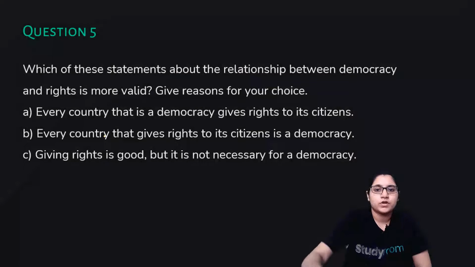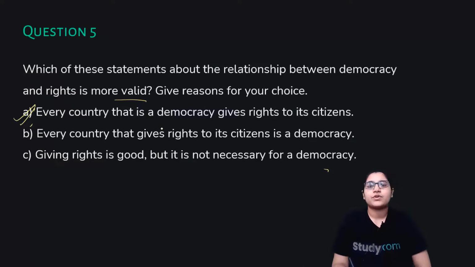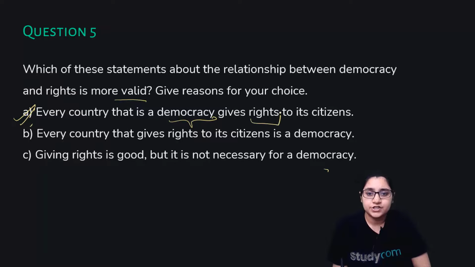Alright, moving on to this question. Which of the statements about the relationship between democracy and rights is more valid? Give reasons for your choice. Every country that is a democracy gives rights to its citizens. Every country that gives rights to its citizens is a democracy. Giving rights is good, but it is not necessary for a democracy. So, answer A is correct because every country that is a democracy gives rights to its citizens. Do you understand it? For a country to be democratic, it has to give rights to its citizens, and these rights should be protected at any cost, as well as other features involved like free and fair elections.